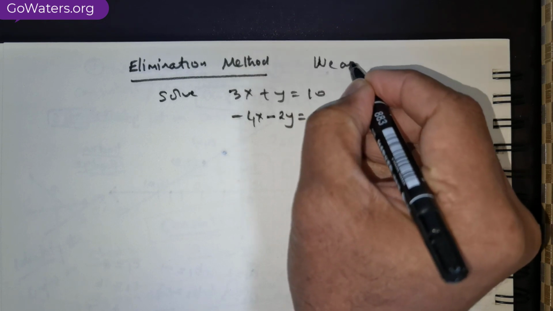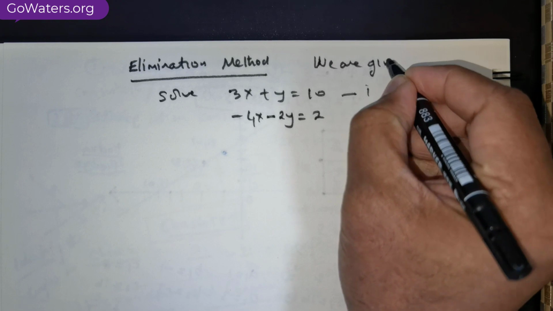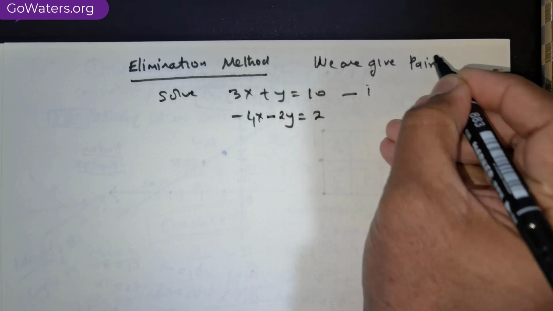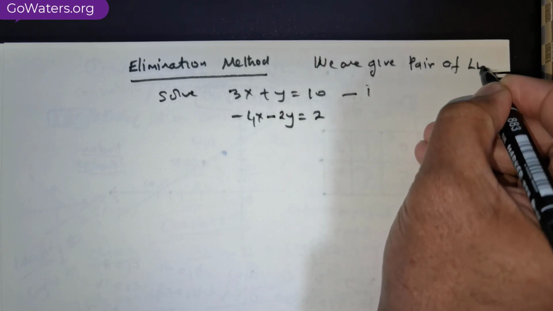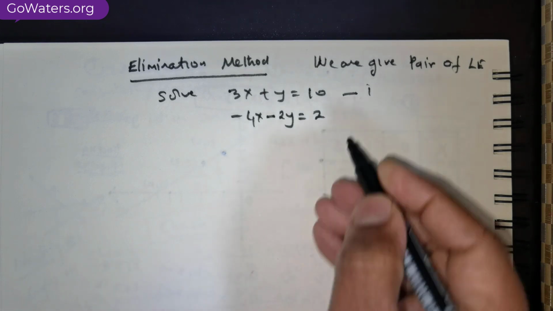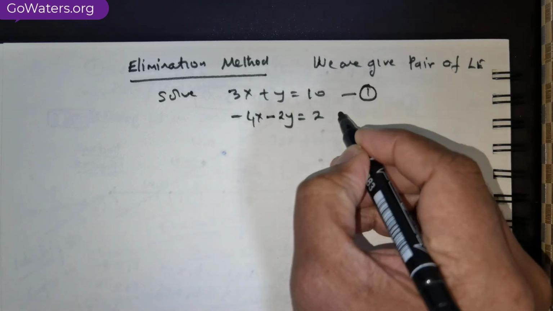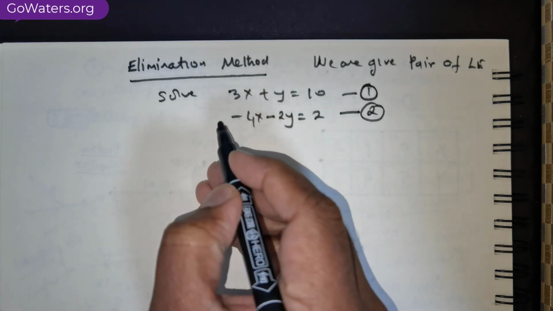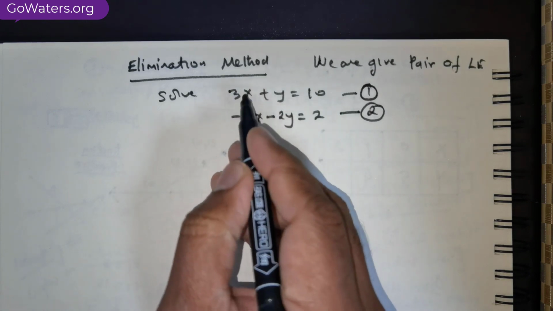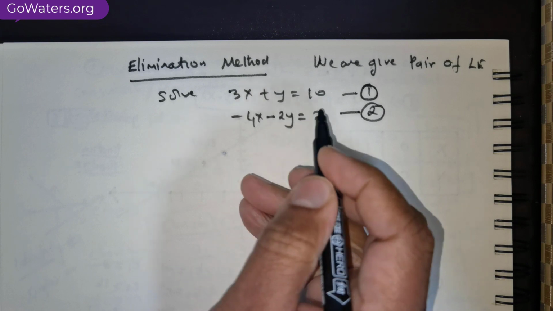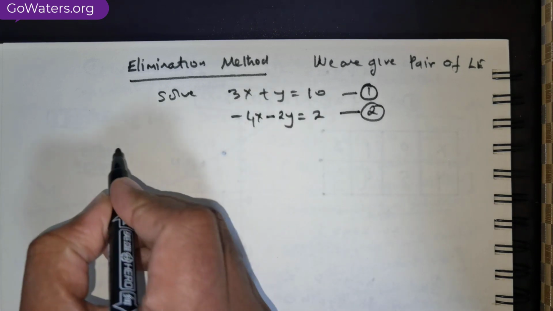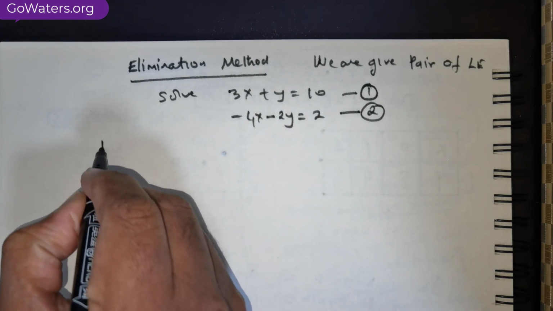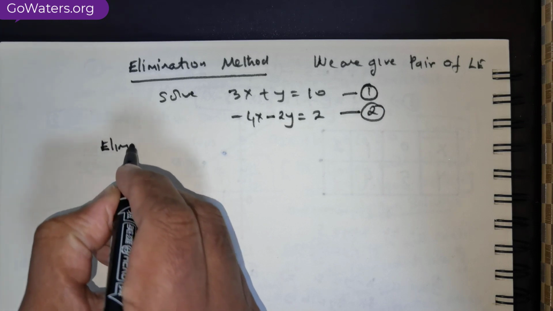So we are given a pair of linear equations. Now let me name them as equation 1, equation 2. Now the foremost thing we will have to do is choose one of these variables to be eliminated. Usually we will eliminate x.